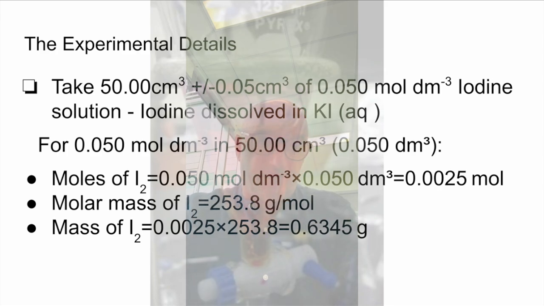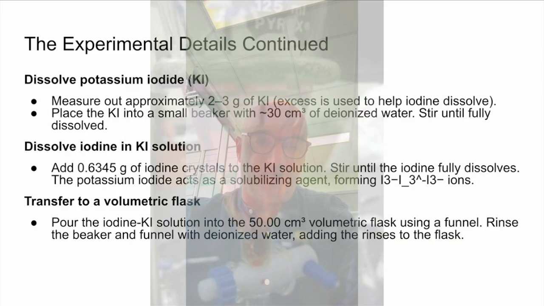We've got 0.05 mole per decimeter cubed in 0.05 decimeters cubed. Don't forget to keep your units consistent. It gives me 0.0025 moles of iodine. The atomic mass, or molecular mass in this case, of iodine is 253.8. Multiply those together to give me the answer of 0.6345 grams of iodine crystal to dissolve in my potassium iodide. How much? We'll do that next. To make a 0.05 mole per decimeter cube solution of iodine.